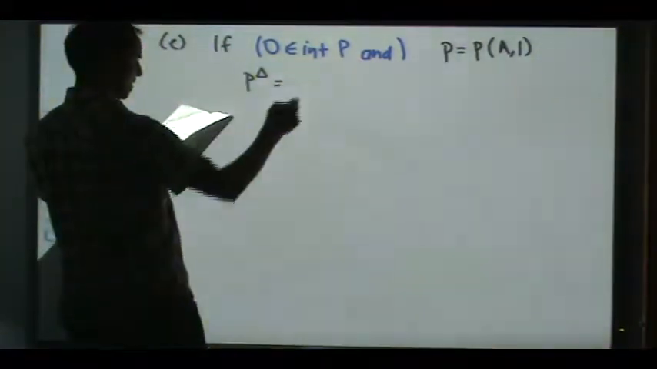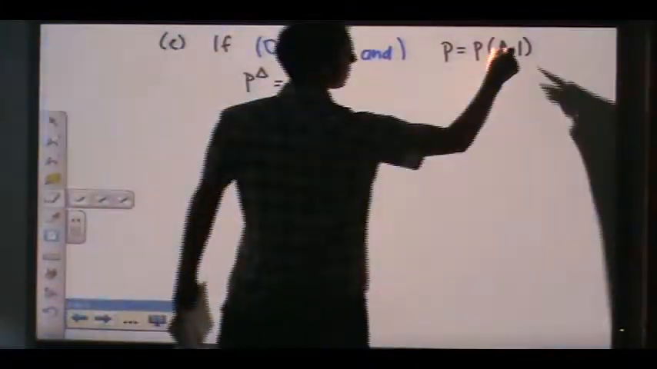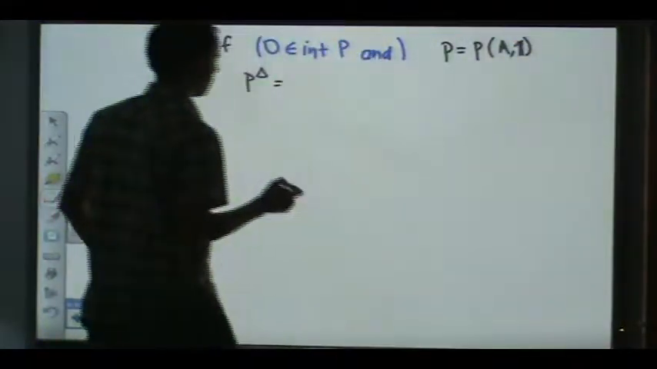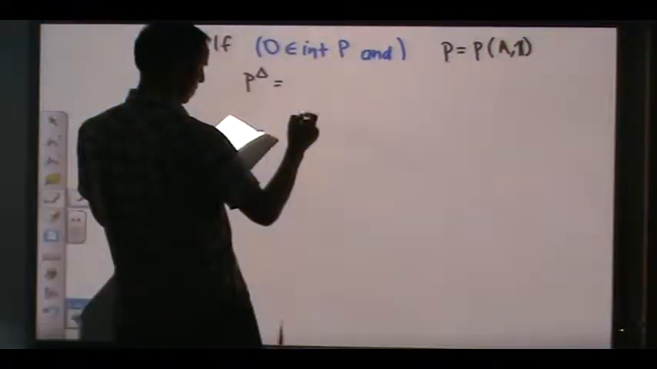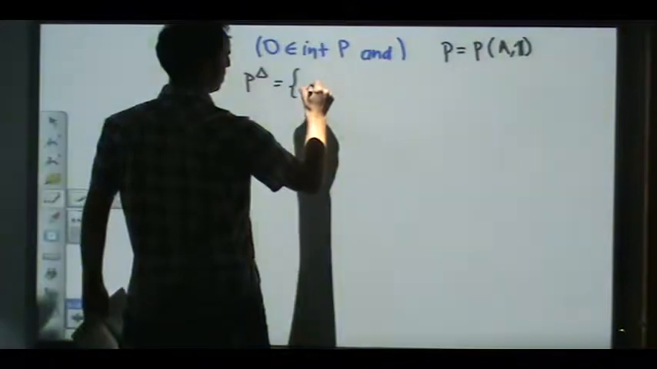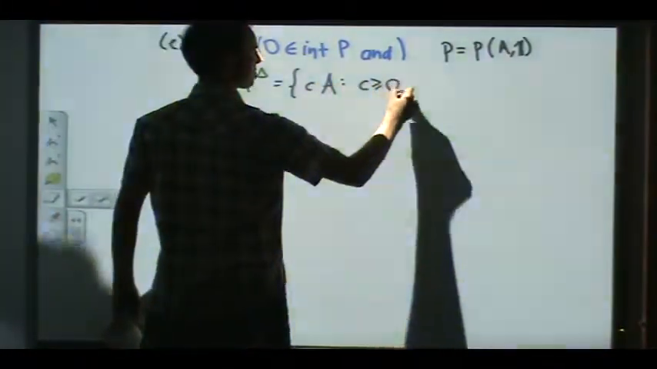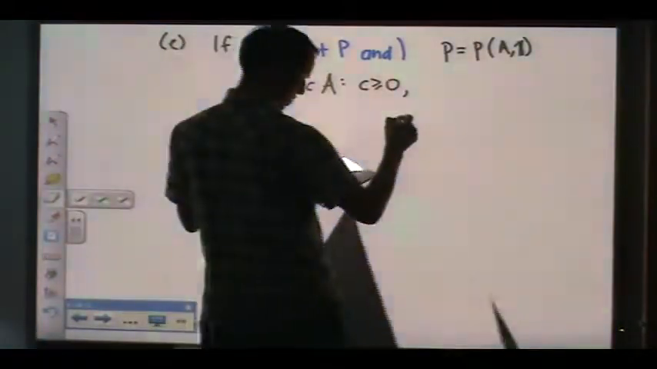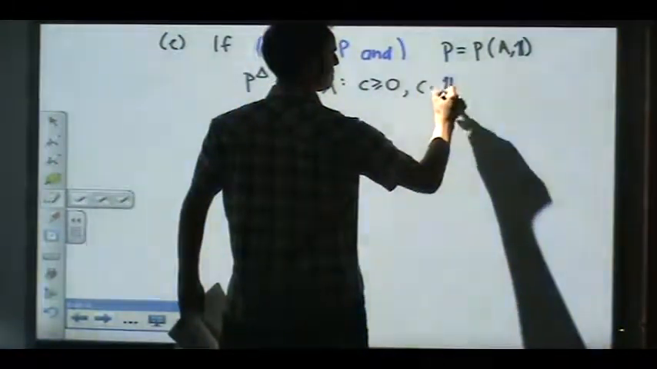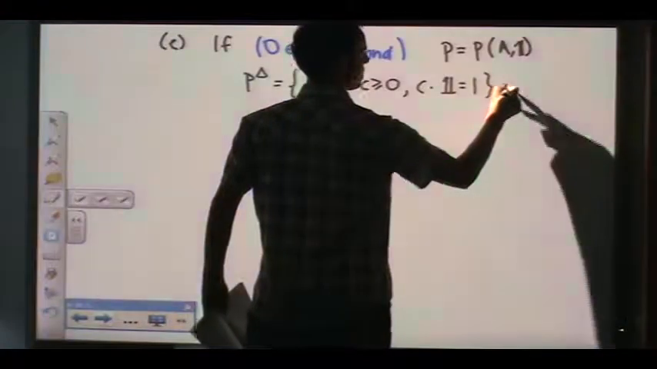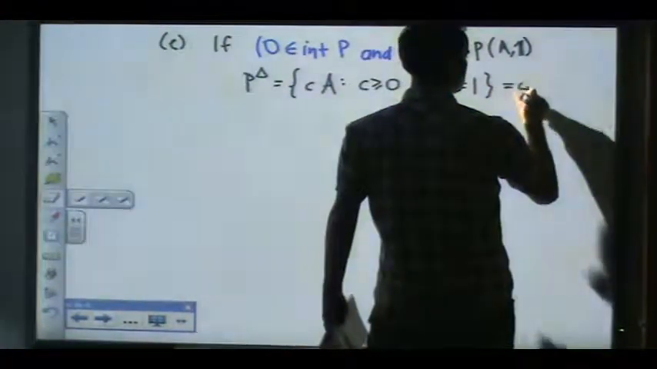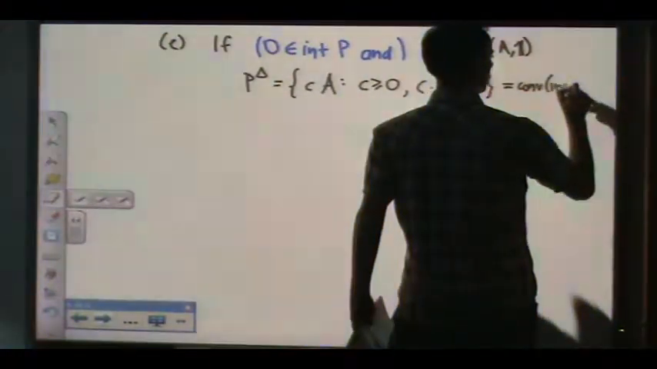So if P is equal to P of A, comma 1, and this is a vector, right? This is the 1's vector. Then P dual is given by this. And this is the convex hull of the rows of A.